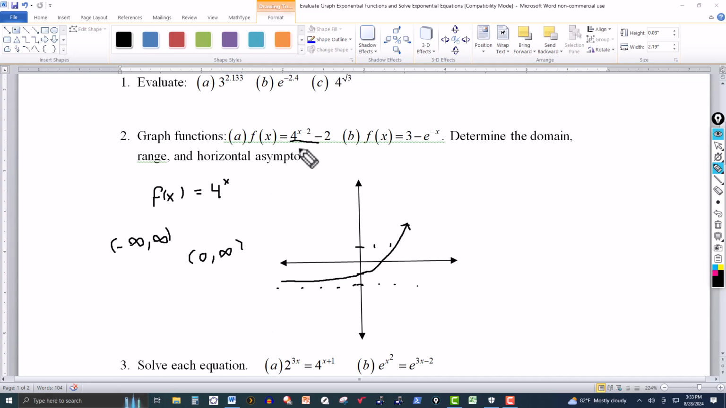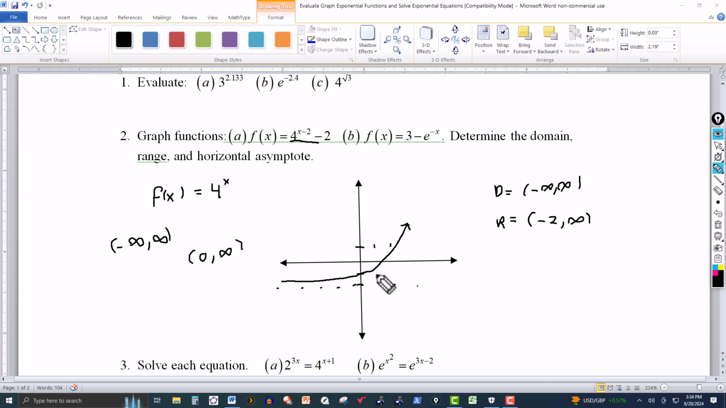And that would be the graph for this one here. So you want the domain. The domain will be negative infinity to infinity. The range, the smallest value for the y value would be up to the asymptote. It doesn't touch it, so we put parentheses like this and say it's negative 2 to infinity.